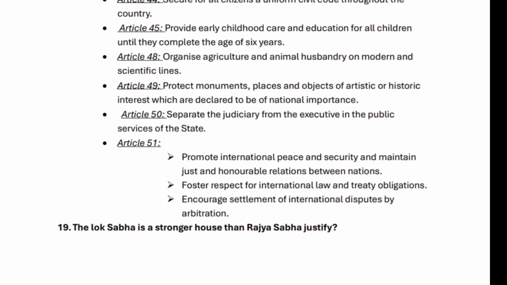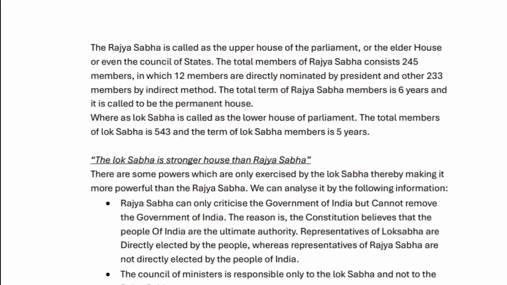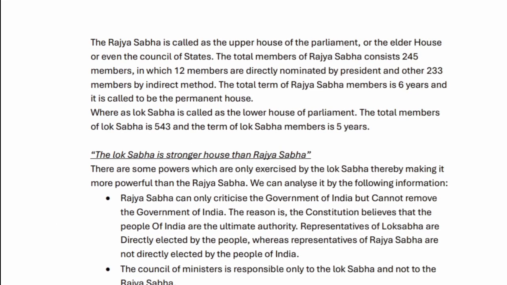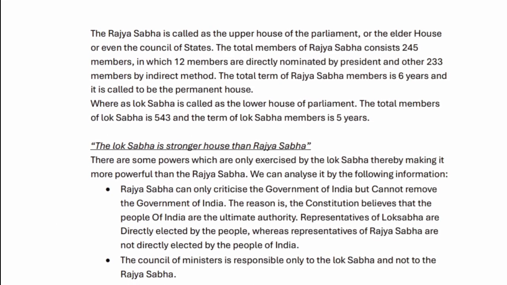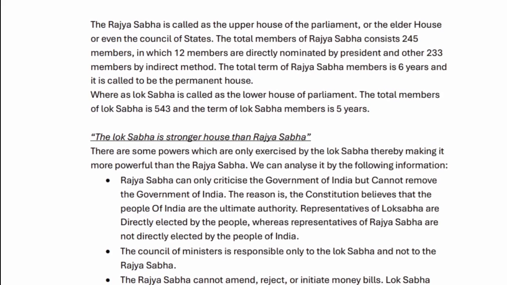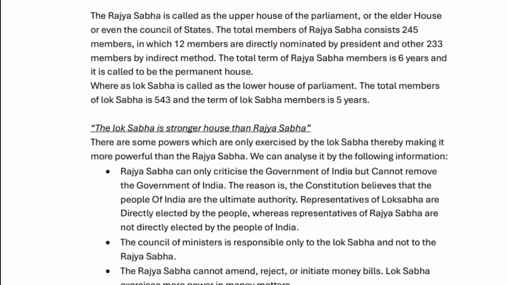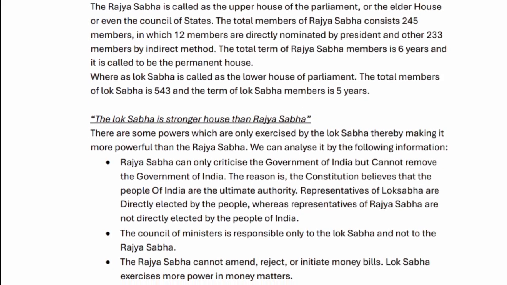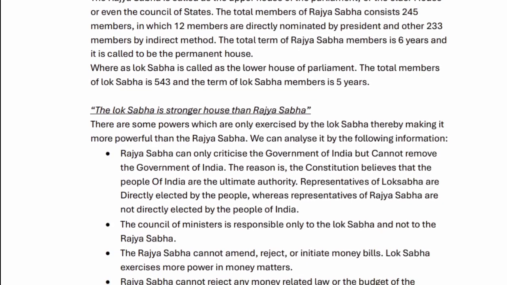19. The Lok Sabha is a stronger house than Rajya Sabha, justify. The Rajya Sabha is called the upper house of Parliament, or the elder house, or even the Council of States. The total members of Rajya Sabha are 245, in which 12 members are directly nominated by the President and the other 233 members by indirect method. The term of Rajya Sabha members is 6 years and it is called the permanent house.